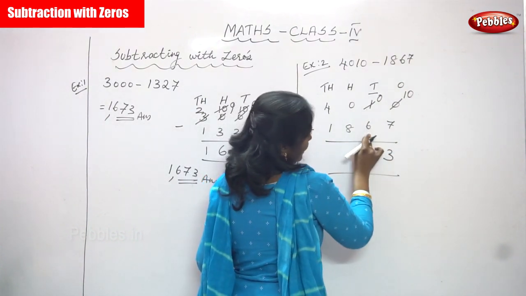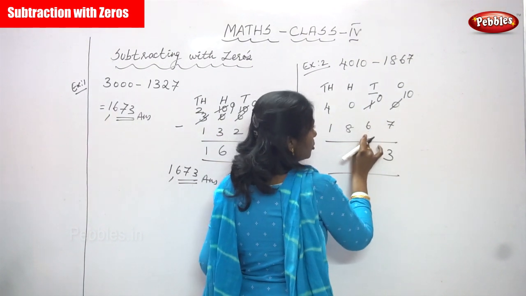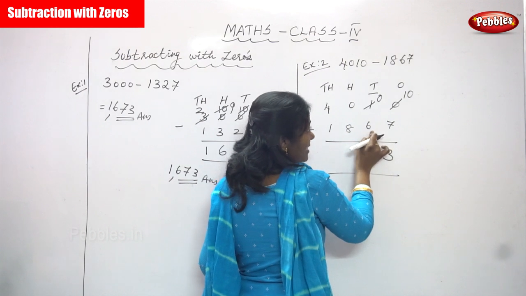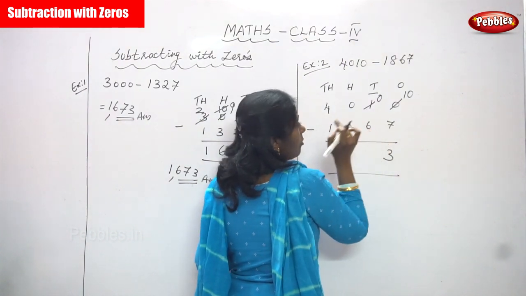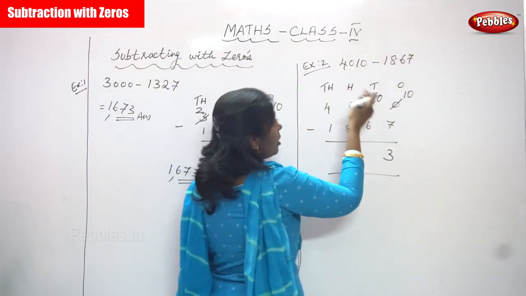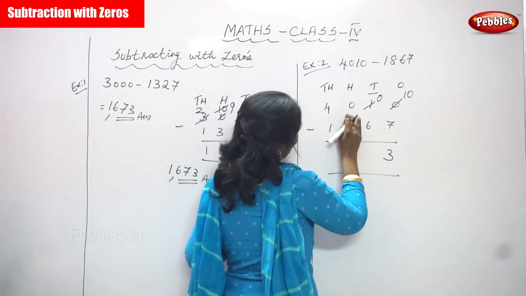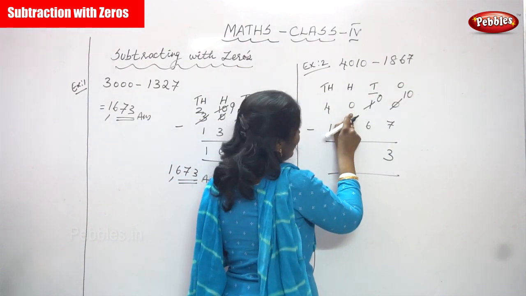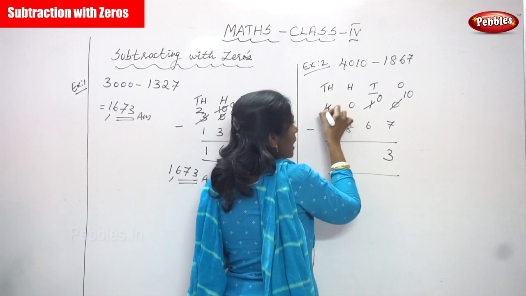Next, 0 minus 6. You can't subtract. 0 is not enough to subtract 6, so you have to borrow from the hundreds place. But the hundreds place is also 0, so you can't subtract. So you have to borrow from the thousands place.